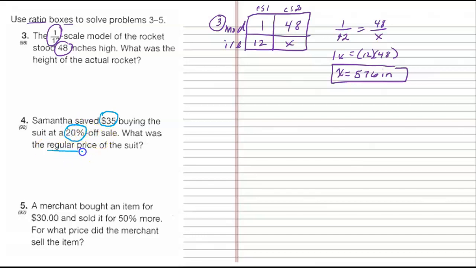Number 4. Samantha, that's me, saved $35 by buying a suit at 20% off. What was the regular price? Okay, so this is going to be an original, change, new ratio box.